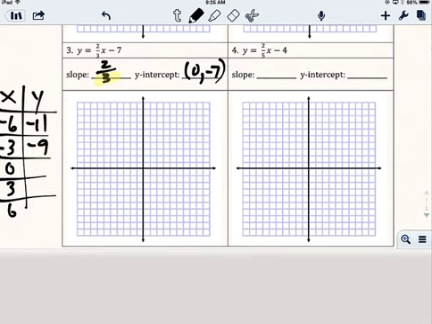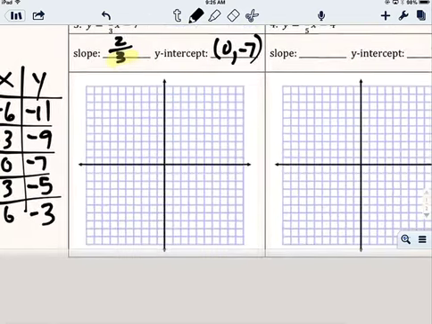0 times 2/3 is 0. Minus 7 is negative 7. 3 times 2/3 is 3 over 3 is 1, times 2 is 2. Minus 7 is negative 5. And then finally 6 times 2/3 is 4. Minus 7 is negative 3. So I'll go ahead and put those in, and then we'll back up and you can see how to do it a slightly more efficient way.